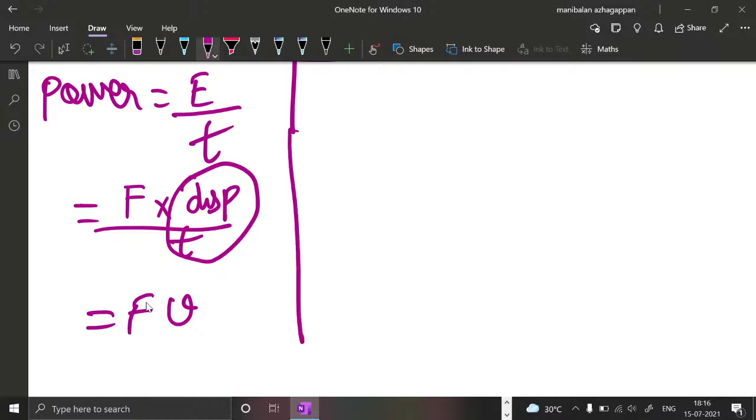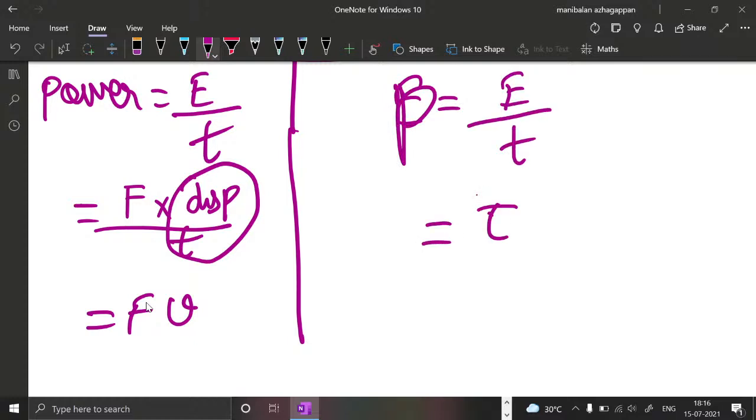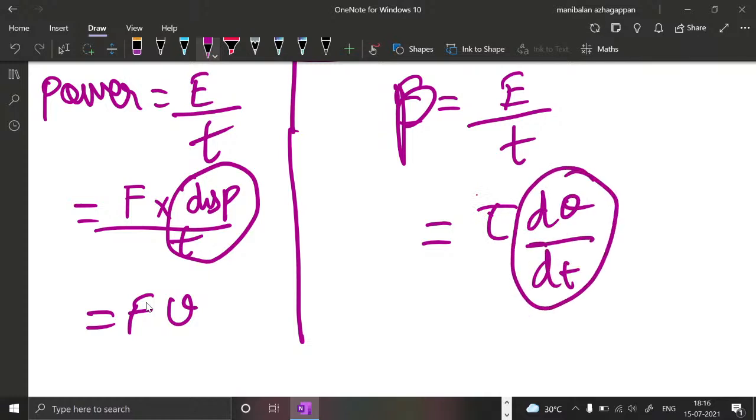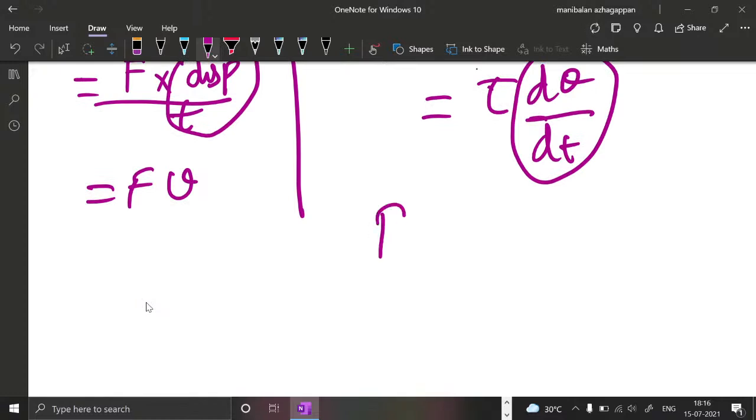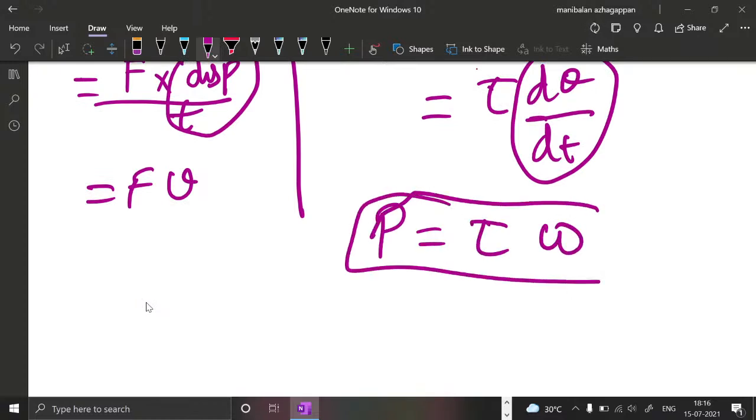Okay, the same thing if you want in rotation motion, power is equal to energy per unit time. So energy here is torque into d theta divided by dt. So this is going to be the angular velocity. The same equivalent unit for rotation motion, power is equal to torque times omega. So that is the equivalent unit of power.